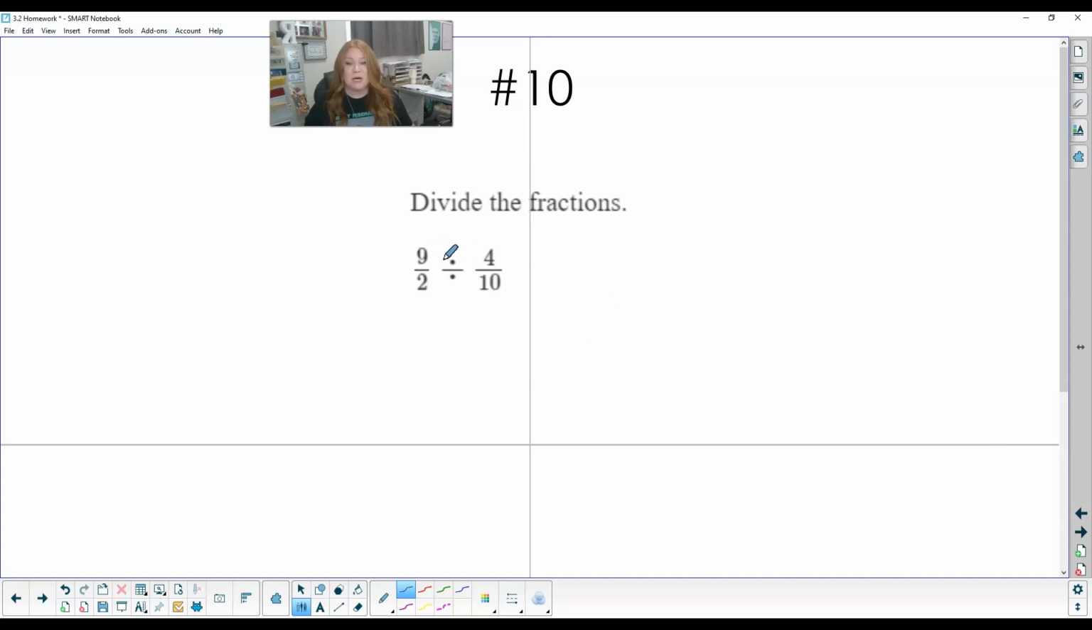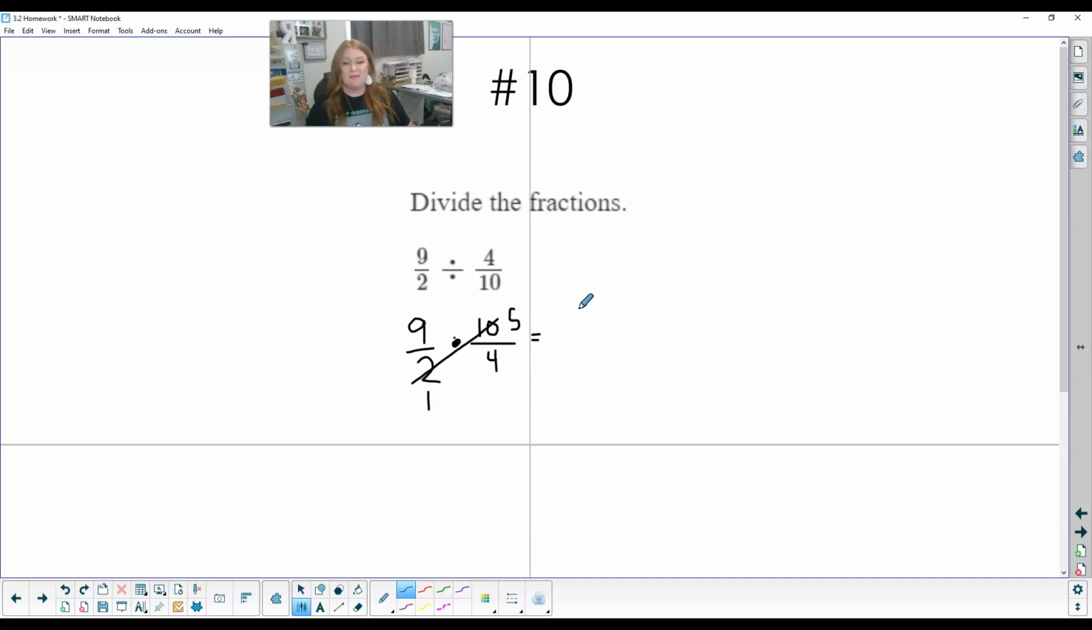So 9 and 4 are not going to give me a nice number here. So it's going to be a lot easier to use the multiplicative inverse and multiply. So 9/2 divided by, copy, because I already wrote down the problem, and dot, I'm going to multiply by 10/4. Now, I want to see if there's anything I can do to make this problem easier. Is there a number that goes into 9 and 4? No. What about 10 and 2? Yes, they're both even. So 2 goes in there 1 time and 5 times.